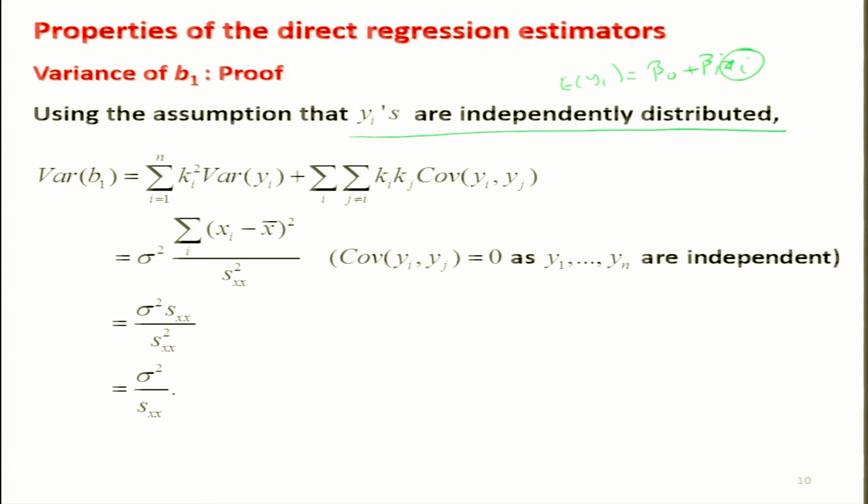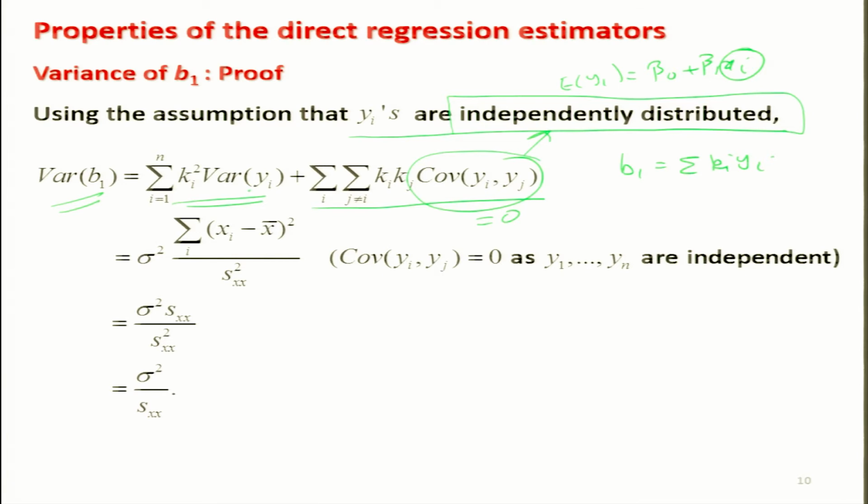So, if xi is changing, this mean will be changing. I can only assume here that the yi's are independently distributed. Since I already have expressed B1 as summation k_i y_i, I can write down the variance of B1 as summation k_i square variance of yi plus double summation k_i k_j covariance between yi and yj. But since I am assuming that yi and yj are independent, this covariance will become 0, and the second part will become simply 0.